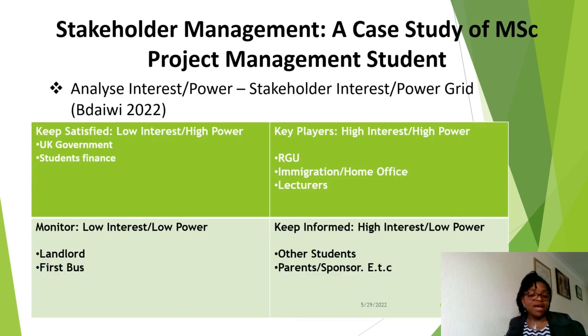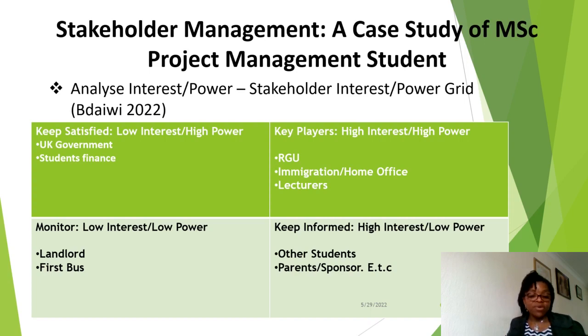Now how can we analyze the interest and the power of these stakeholders that we're discussing? We have to look at the interest/power grid. For instance, we can examine the interest and the level of power. Do they have low interest or high interest? Those with low interest/high power, you need to keep them satisfied. You can see the UK government falls under that category. Those with high interest and high power, RGU is on the list for that. They are the key players. They are the key player to your continuous involvement in your academics.